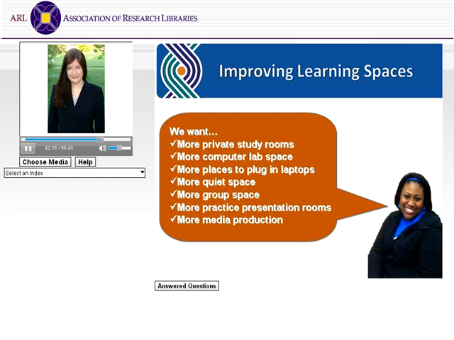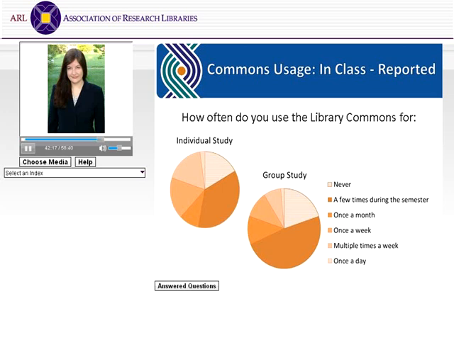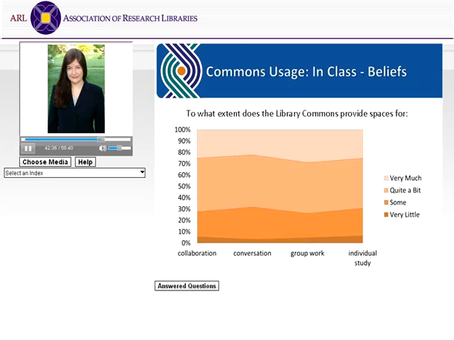The next slide shows commons usage in class reported data. Our gate counts and logins tell us the students are here, but we want to find out what they're doing as well as what they felt the space was supporting. In the in-class survey, students reported using the commons for both group and individual study on a regular basis, and pretty much almost equally. The next slide shows what they believe about those spaces. And you can see that for all the categories listed, they felt the commons provided about the same amount of space, whether it's group work, individual study, or space for collaboration.